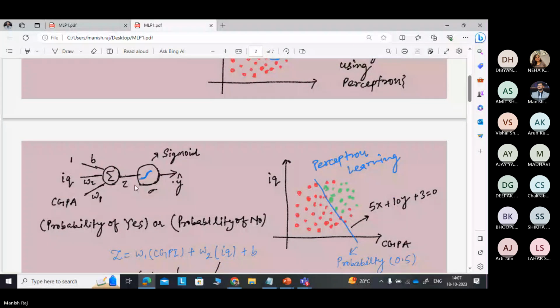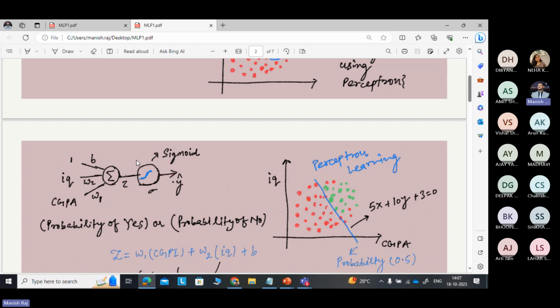What will the answer Z be? You can see, Z will be W1 multiplied with CGPA, plus, because it is a summation, W2 multiplied with IQ, and this one will be multiplied with B. The answer is Z. So Z is the answer.